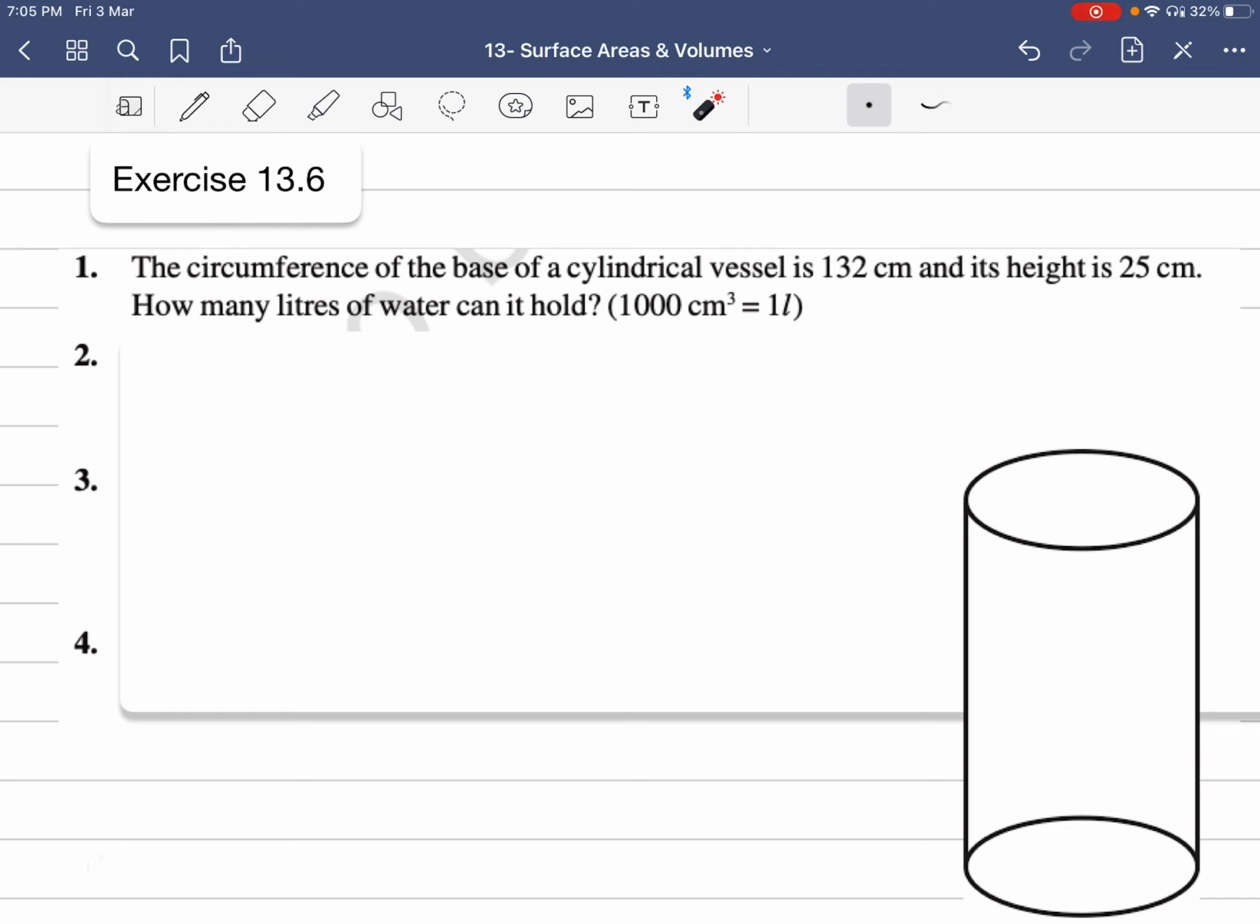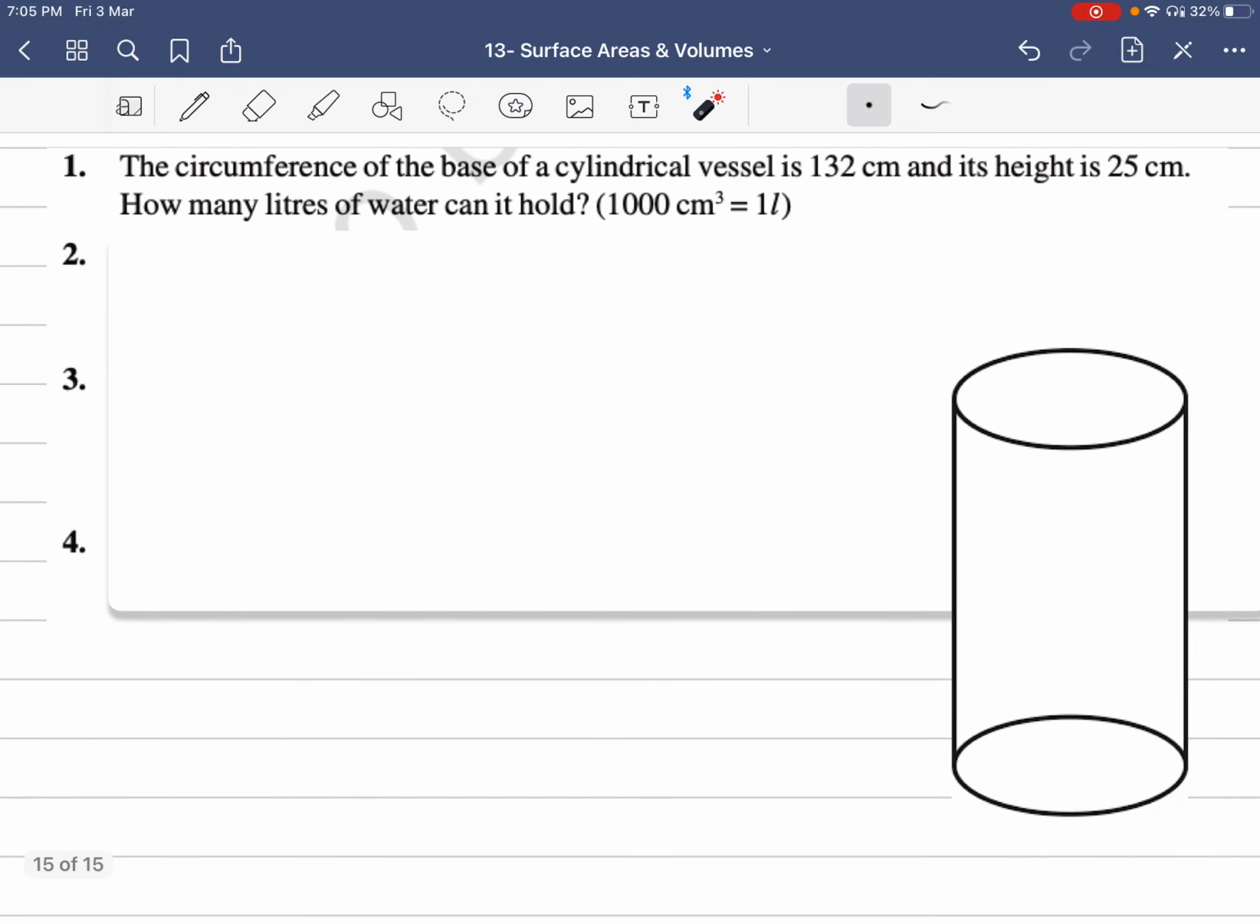So the question reads, the circumference of the base of a cylindrical vessel is 132 centimeter and its height is 25 centimeter. How many liters of water can it hold? So 1000 centimeter cube is equal to 1 liter. That is the unit for conversion.